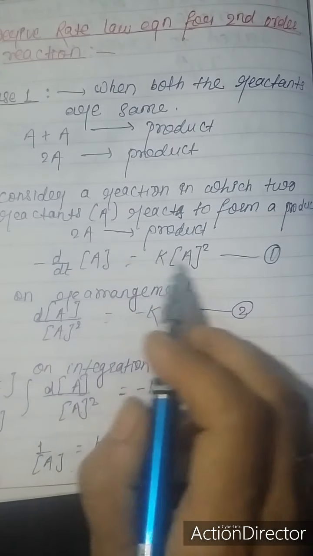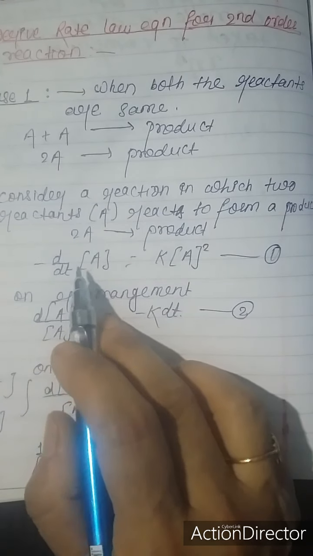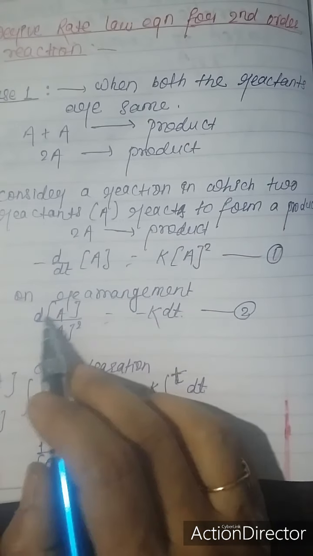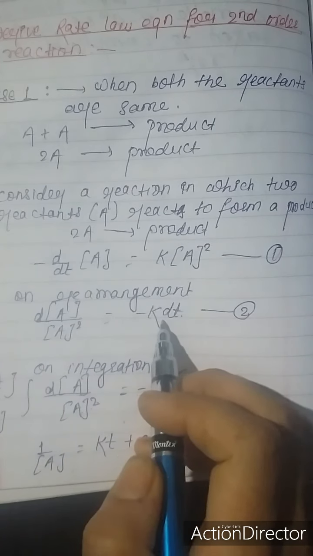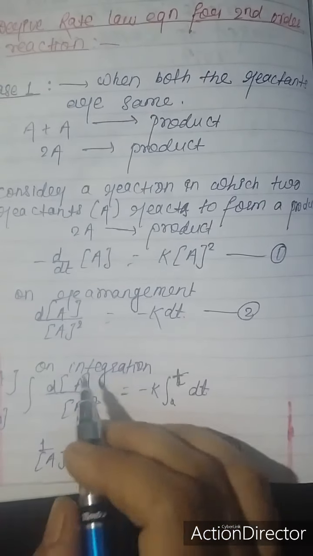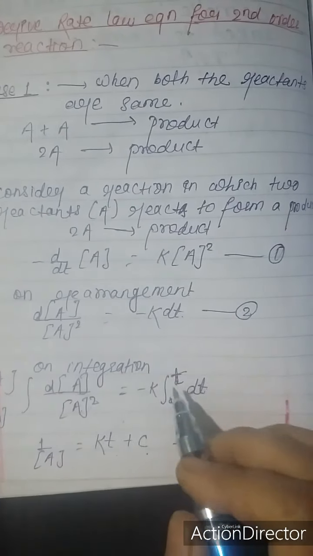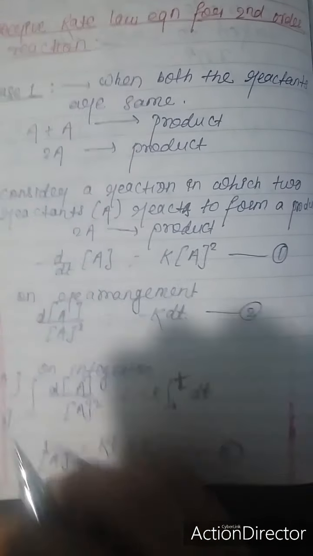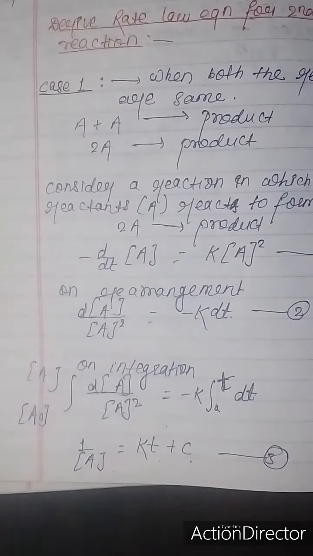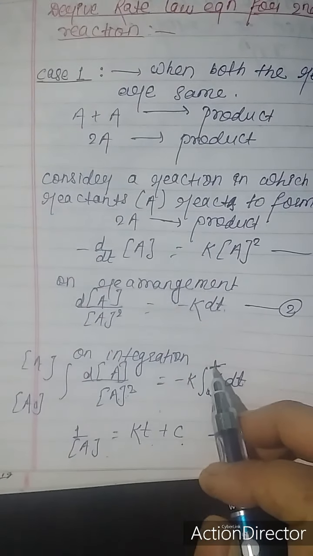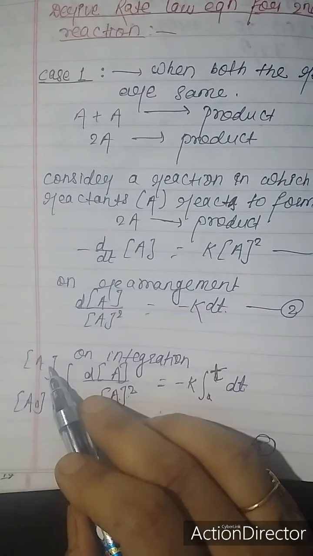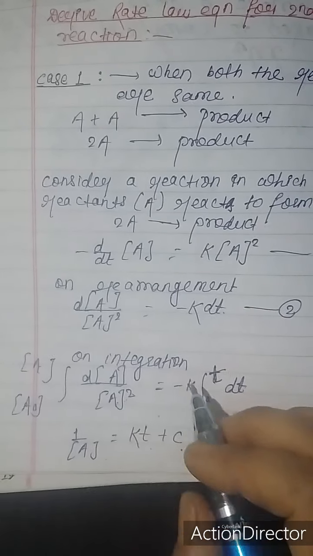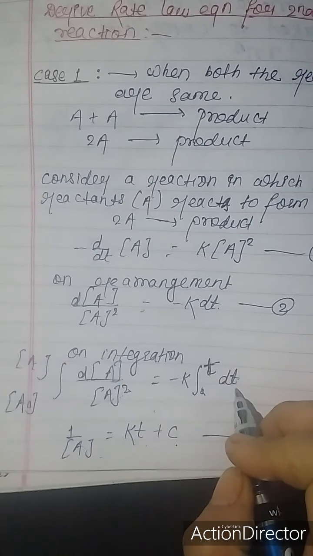Now on rearrangement, concentration terms we will take one side, and this will go that side. So dA upon A square will be equal to minus K dt. Now you will integrate it within the limits: when time t is 0, the concentration is A naught, and at time t the concentration is A. So integral of dA upon A square equals minus K dt.